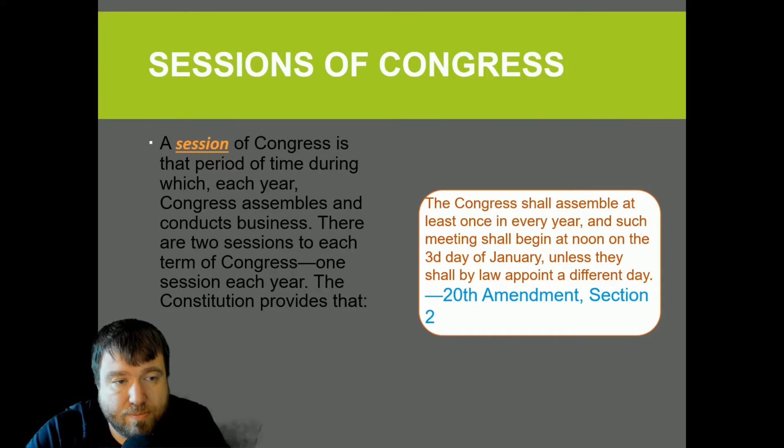Sessions of Congress. A session of Congress is that period of time during which each year Congress assembles and conducts business. There are 2 sessions to each term of Congress, 1 session each year. The Constitution provides, and a quote directly from the Constitution: "The Congress shall assemble at least once in every year, and such meeting shall begin at noon on the 3rd day of January, unless they shall by law appoint a different day." That's the 20th Amendment.